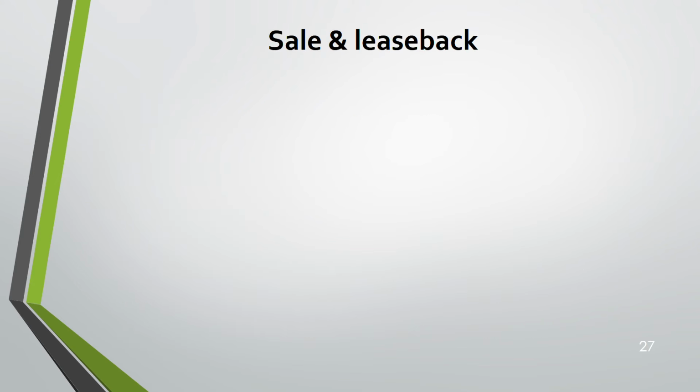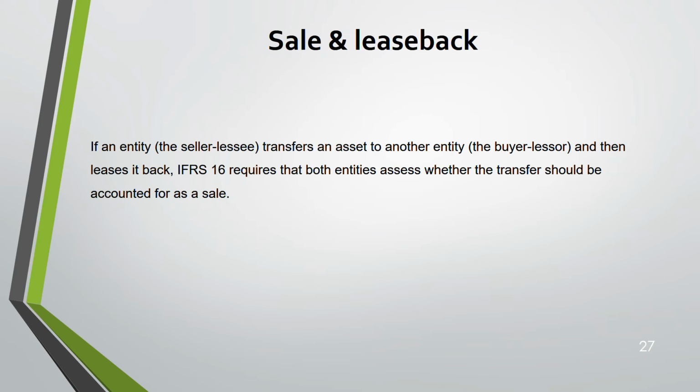Now, sale and leaseback. This is the last topic in IFRS 16. We have touched on lessor accounting and lessee accounting. Now we are moving on to sale and leaseback. Sale and leaseback means what happens? The seller, the lessee, sells the asset to another entity and then leases it back from them. They use that asset again, but they don't buy it back after selling it. Rather, they lease it back.